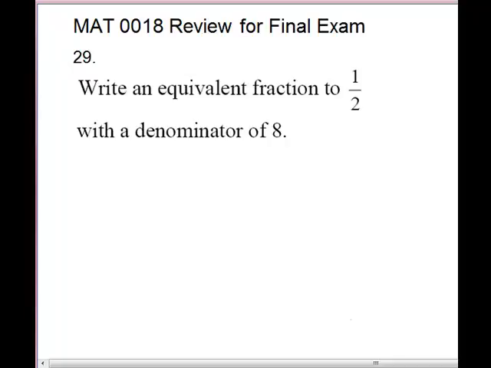Continue our review for the final exam for MAT 0018. Problem 29. Write an equivalent fraction to 1/2 with a given denominator of 8.